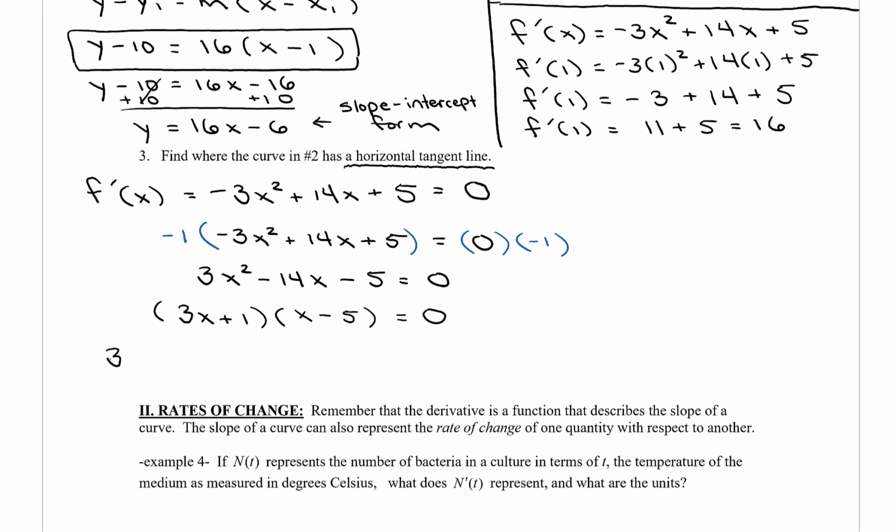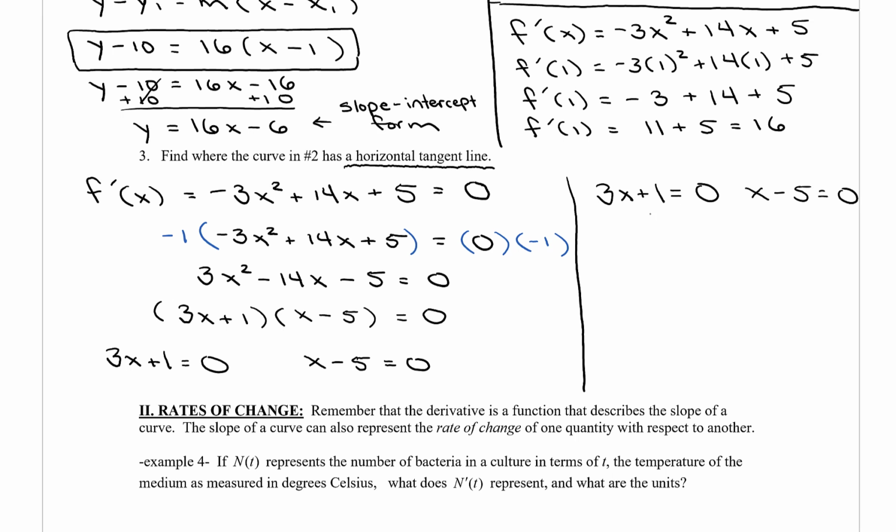I will now set each one of these factors equal to 0. So I will have 3x plus 1 equal to 0 and x minus 5 equal to 0. I'm drawing a vertical line segment. On the right-hand side of the vertical line segment, I'm going to continue solving each one of these equations. So I'm going to write down 3x plus 1 equals 0 and x minus 5 equals 0.